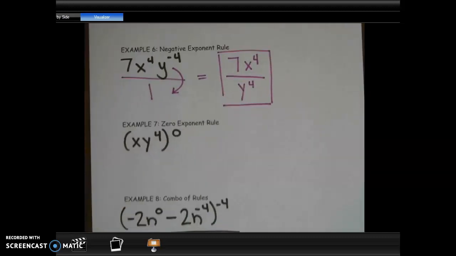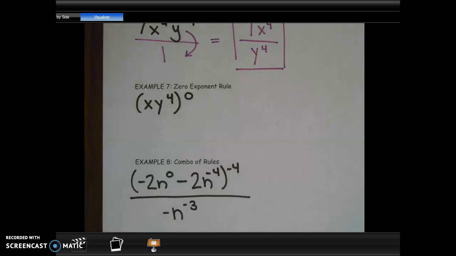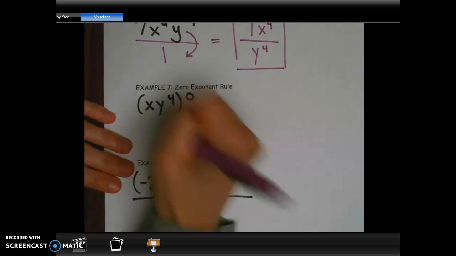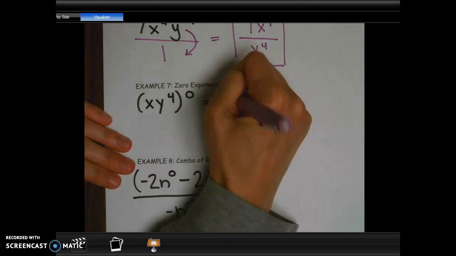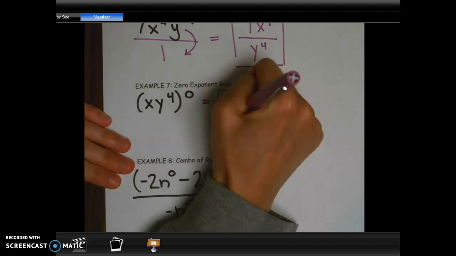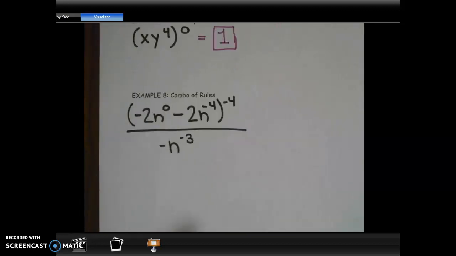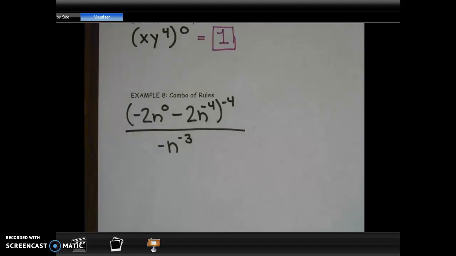2 more examples and then we're done. Okay, now, anything raised to a 0 power equals what? It equals 1. So even though we have all that going on in there, because of that 0, it's equal to 1. All right, I wanted to do one really difficult one. This one is not on your homework, but I wanted us to talk about it, okay?